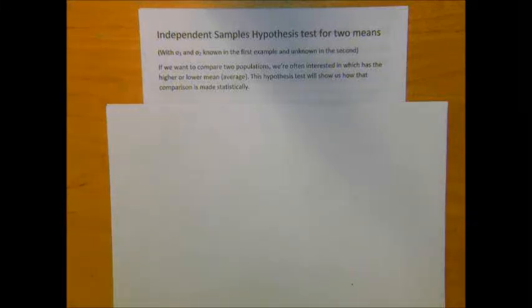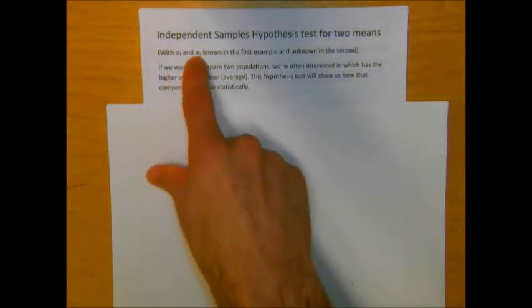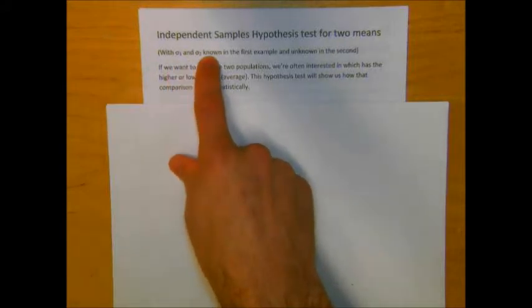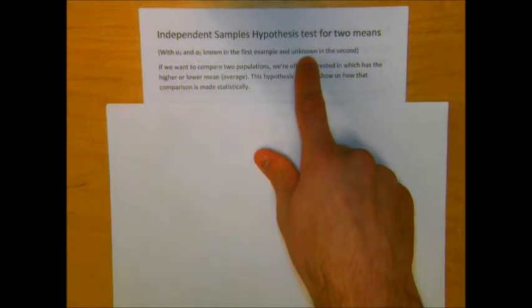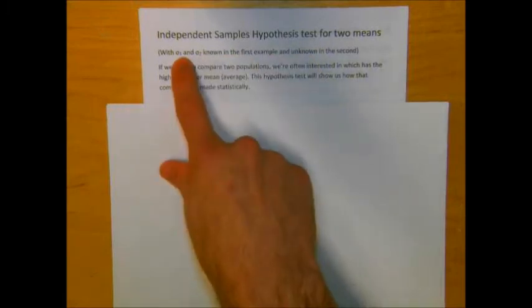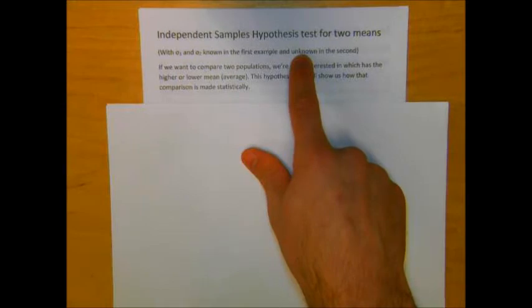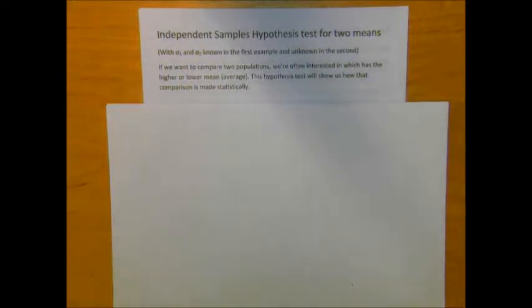In this lecture, we'll talk about the independent samples hypothesis test for two means. In this case, we'll do one example where the two population standard deviations, sigma 1 and sigma 2, are known. And then in the second example, we'll do one where the population standard deviations, sigma 1 and sigma 2, are unknown. If we want to compare two populations, we're often interested in which has the higher or lower mean. This hypothesis test will show us how that comparison is made statistically.